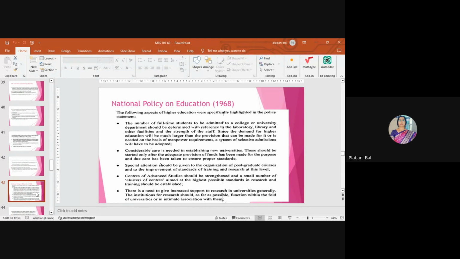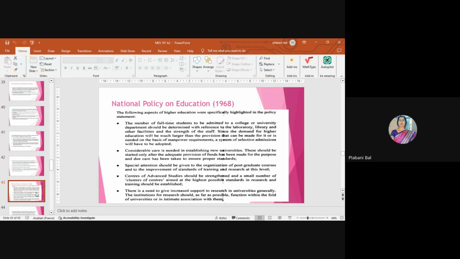So, what are the different aspects of higher education? The number of full-time students to be admitted to a college or university department should be determined with reference to the laboratory, library, and other facilities available in the institution and the strength of staff also. The demand for higher education will be much larger than the provision that can be made for it or is needed on the basis of manpower requirement. The system of selective admission will have to be adopted. So, how many students will be admitted should be in line with the facilities available in the higher education institution and also the staff available in the institution.